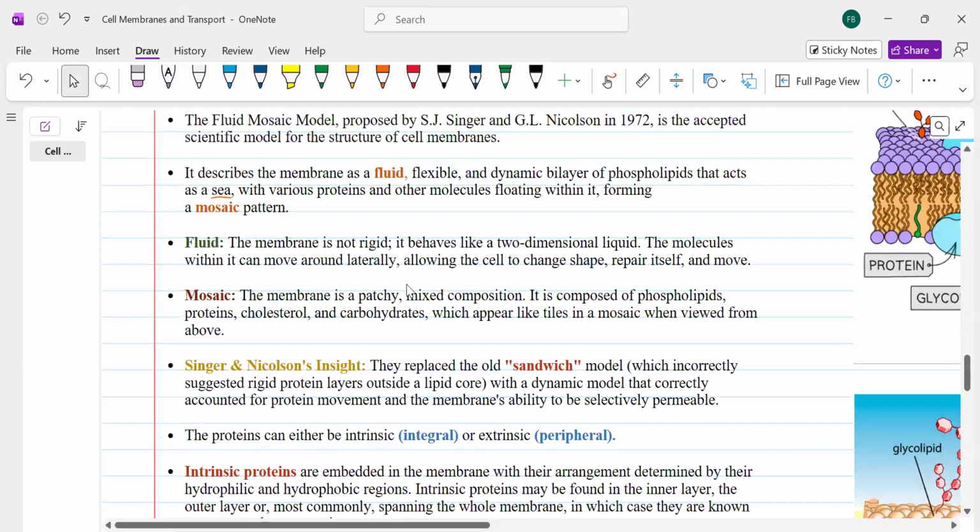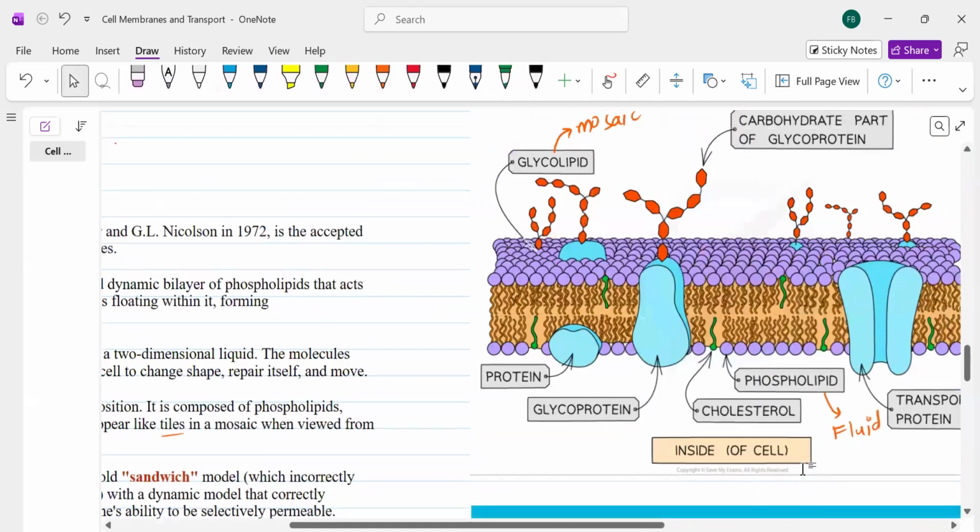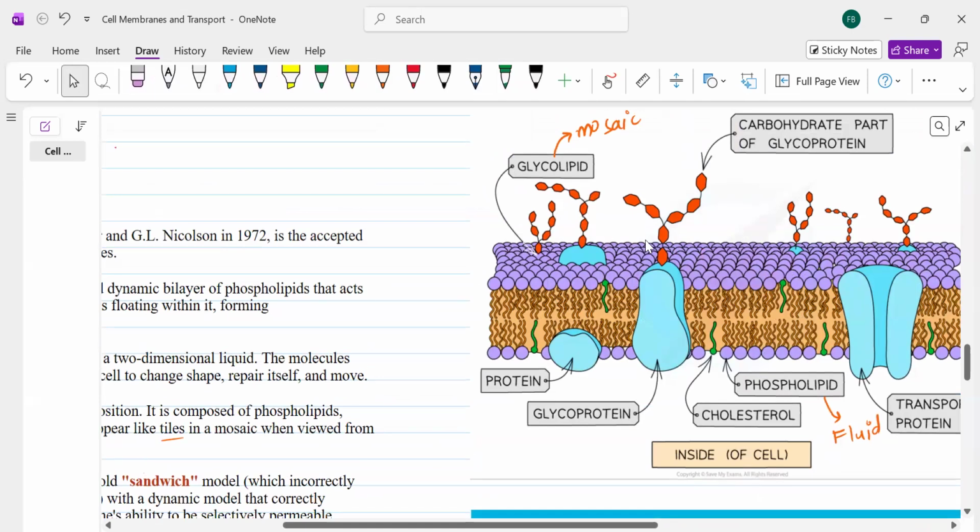So mosaic is what? The membrane is patchy, there is a mixed composition. It is composed of phospholipids, protein, cholesterol, and carbohydrate, which appear like tiles in a mosaic when viewed from above. If you view from above, it will look like there are tiles. This is a mosaic pattern, and in this mosaic pattern, you have different tiles, if you see from the top.